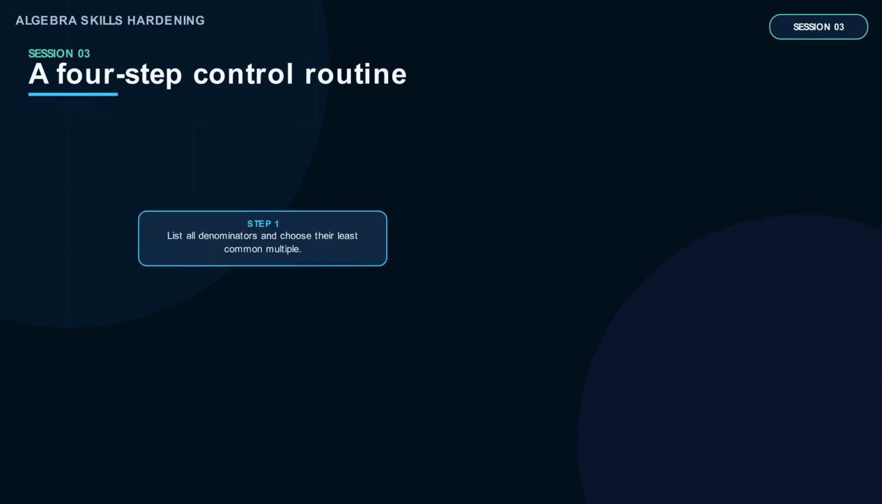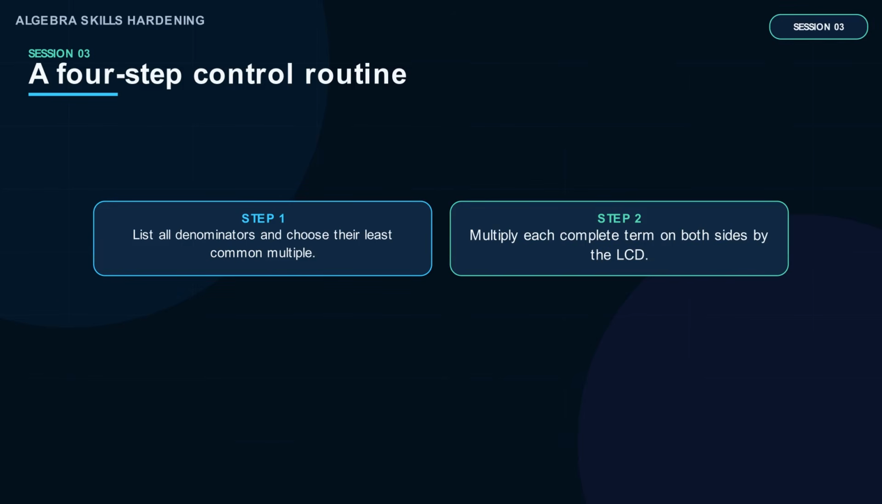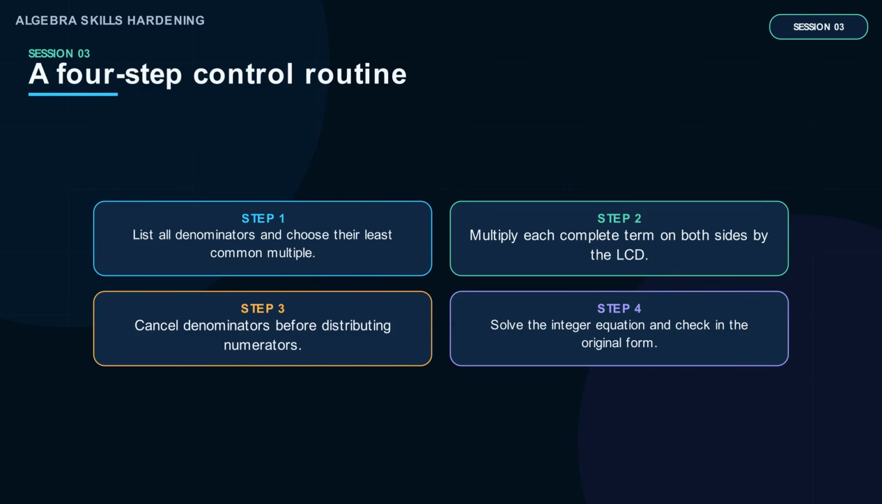Step 1. List all denominators and choose their least common multiple. Identify the object being changed and the requested result. Step 2. Multiply each complete term on both sides by the LCD. Use a separate line so signs, units, and restrictions stay visible. Step 3. Cancel denominators before distributing numerators. Work efficiently without skipping an operation. Step 4. Solve the integer equation and check in the original form. Whenever possible, verify with evidence independent of the original working.